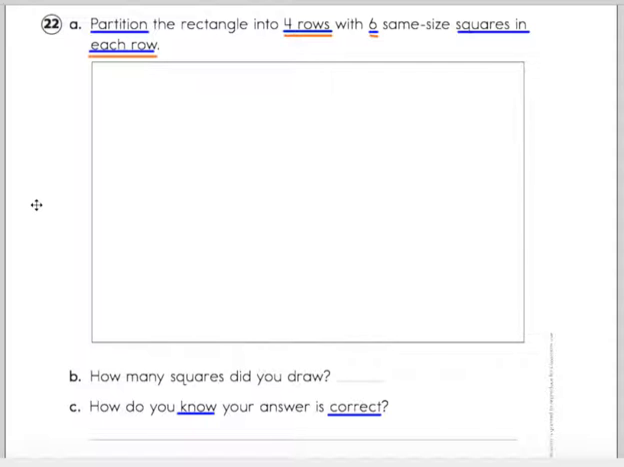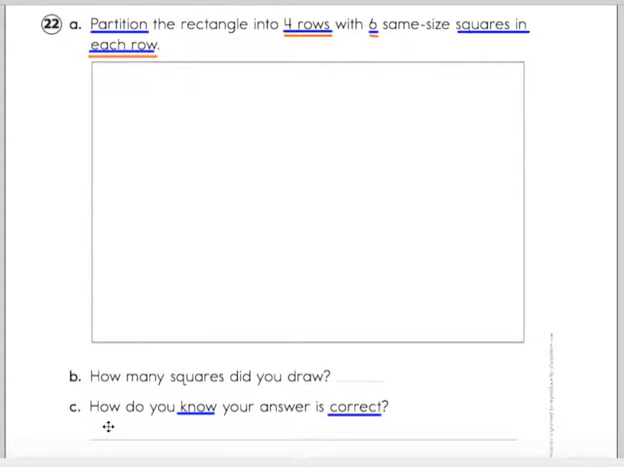Okay, now each row has to have 6 squares in it, and you have to do your best to make them the same size squares. As best you can, make them all equal. So in all 4 rows, put 6 squares. They have to be the same if possible. Okay, how many squares did you draw? Answer right here. How many squares did you draw? 4 rows, 6 in each.